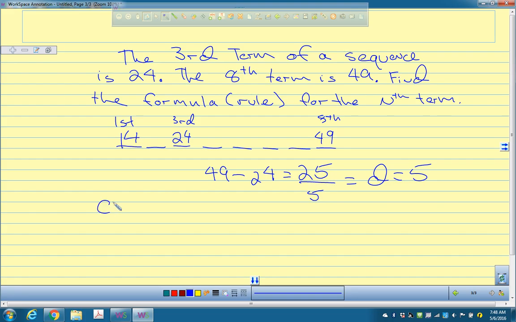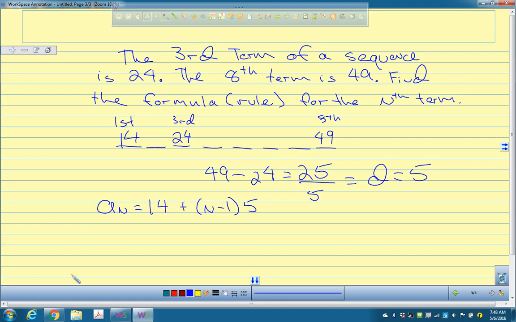So now I could write the formula for the nth term, which is the first term, 14, plus n minus 1 times 5. There you go. Not impossible. That's not that hard, is it? In my pre-calc and algebra 2 classes, in pre-calc we do this, but we set up 2 equations and 2 unknowns. At this point, we're just doing it like that. But some of my students do it this way, which is kind of the cheater way, but it works.